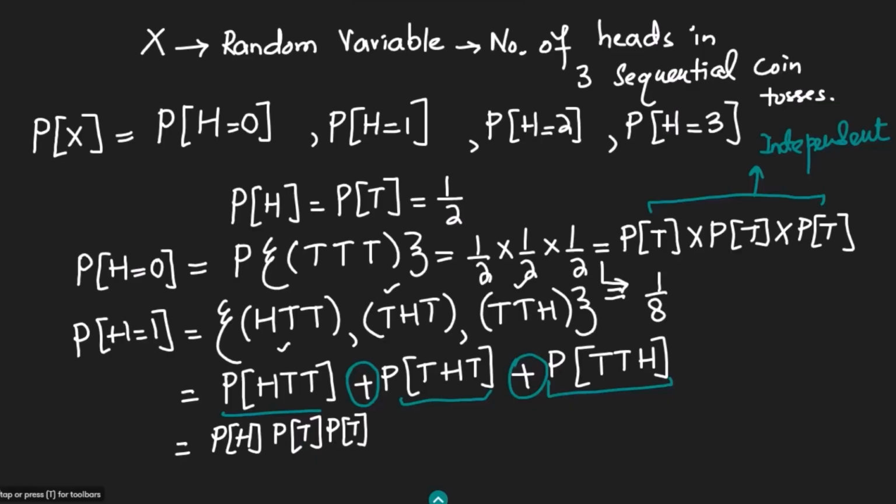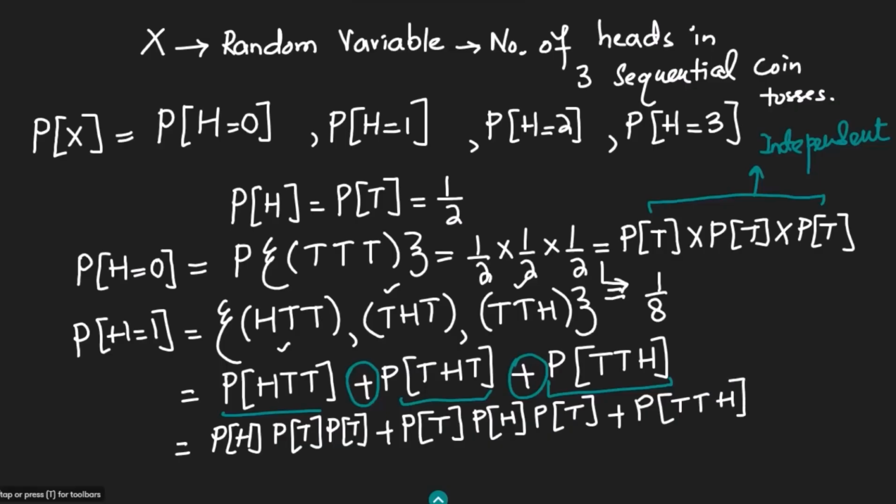Okay, similarly I have to add here because of the OR condition. So here I will have probability of tail, probability of heads, and probability of tail as well, or probability of tail, probability of tail, and probability of heads, or probability of tail multiplied by probability of tail and probability of heads as well. This is the correct form, and we can see that all the items here are independent.